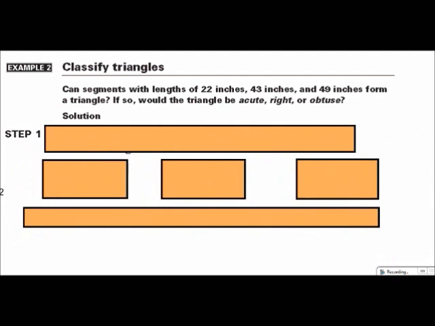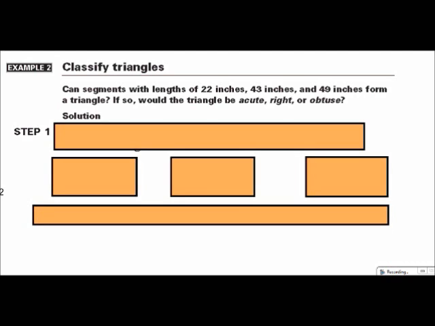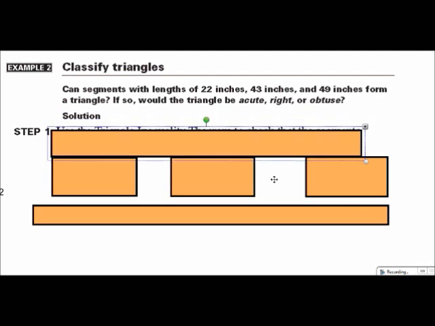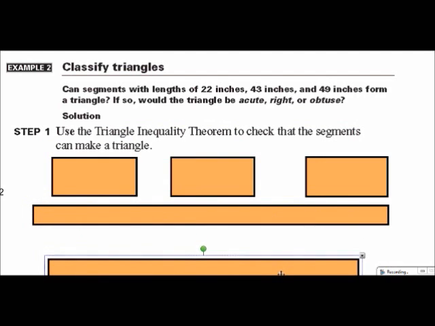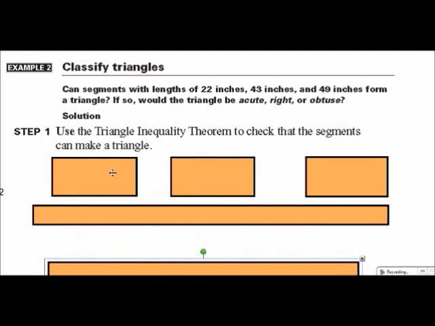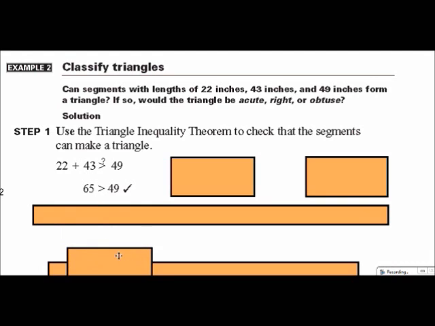Well, it's a matter of using the triangle inequality. Remember, the triangle inequality says that if you add up the lengths of any two sides, it should be greater than the third side or the other side. So let's take a peek here. Using the triangle inequality, we're adding up the 22 and the 43 side, and that makes 65. And yeah, that's greater than the 49, the other side.